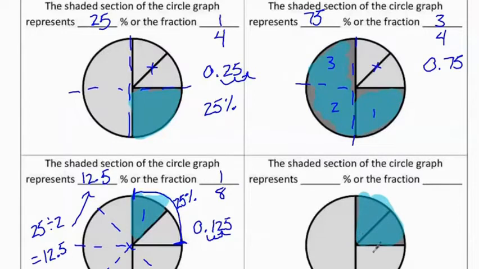So that's 2 of those 12.5s, or you can just look at it as the fourths. So you could do 2/8 or 1/4. Either one would be fine, but they both represent the 25%.